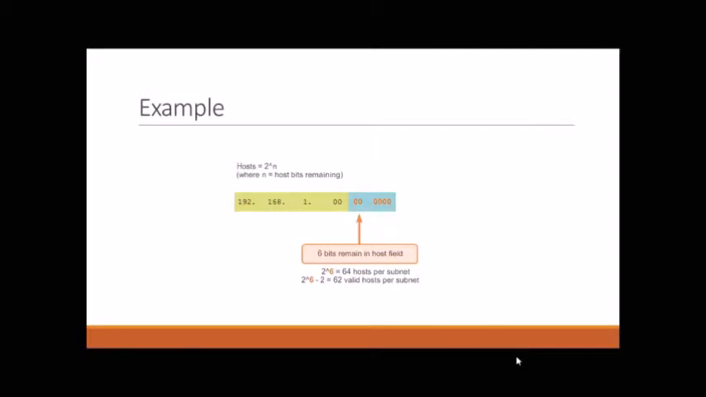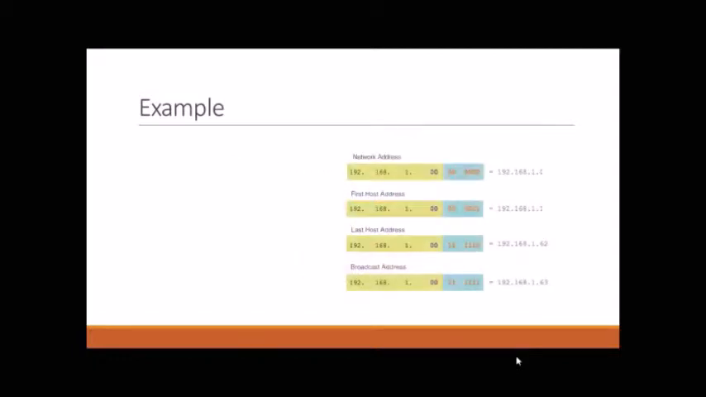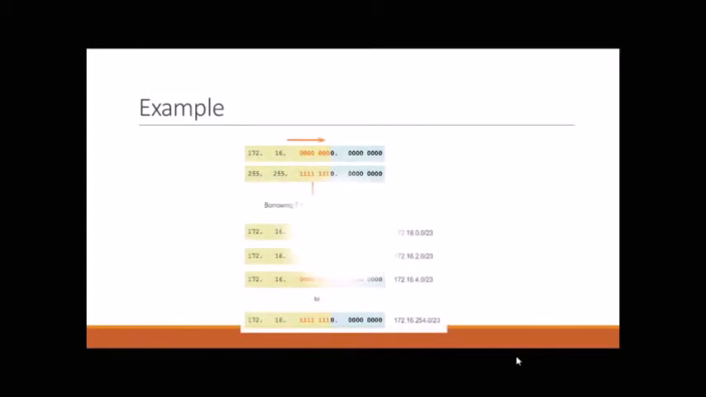After borrowing 2 bits for the subnet, there are 6 host bits remaining. Applying the host calculation formula, as shown in the second figure, we get that 2 to the 6 minus 2 equals 62 valid hosts per subnet. As shown in the third figure, the first host address for the first subnet is 192.168.1.1 and the last host address is 192.168.1.62. Consider large organizations or campuses with an internet network that requires 100 subnets.